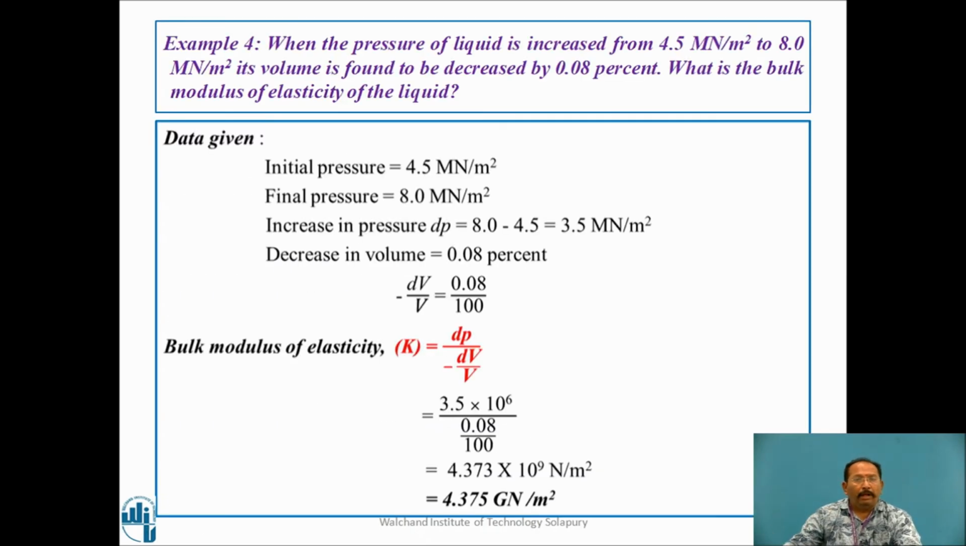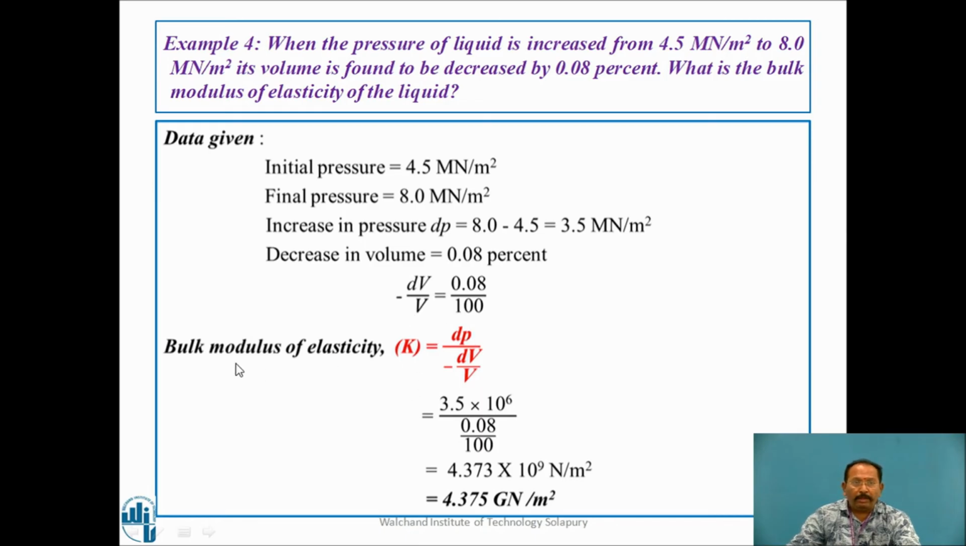Now we'll go for some problems of compressibility. When the pressure of a liquid is increased from 4.5 MN per meter square to 8 MN per meter square, its volume is found to decrease by 0.08%. What is the bulk modulus of elasticity? Write down the initial pressure, final pressure, increase in the pressure dp, and decrease in the volume. As pressure increases, volume is going to decrease here.